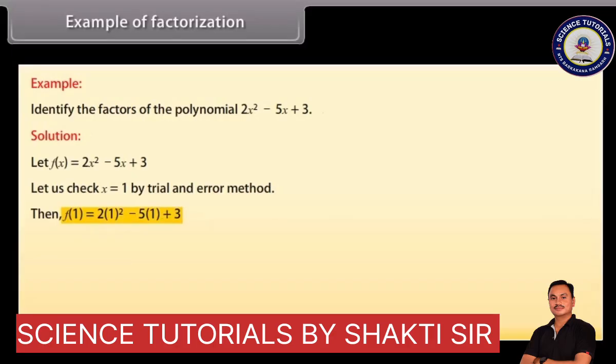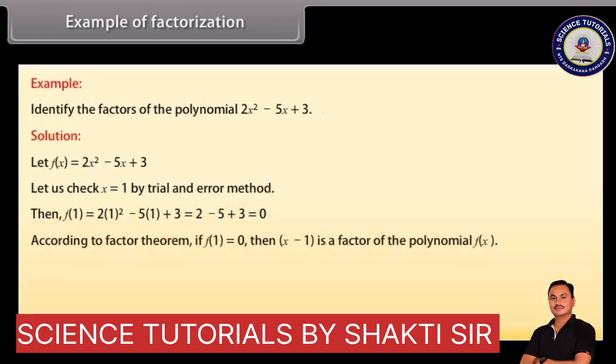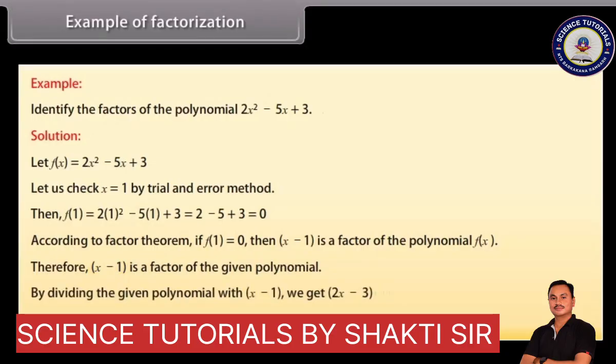f(1) = 2 - 5 + 3 = 0. According to factor theorem, if f(1) = 0, then x - 1 is a factor of the polynomial f(x). Therefore, x - 1 is a factor of the given polynomial. By dividing the given polynomial by x - 1, we get 2x - 3. So, the factors of the given polynomial are 2x - 3 and x - 1.